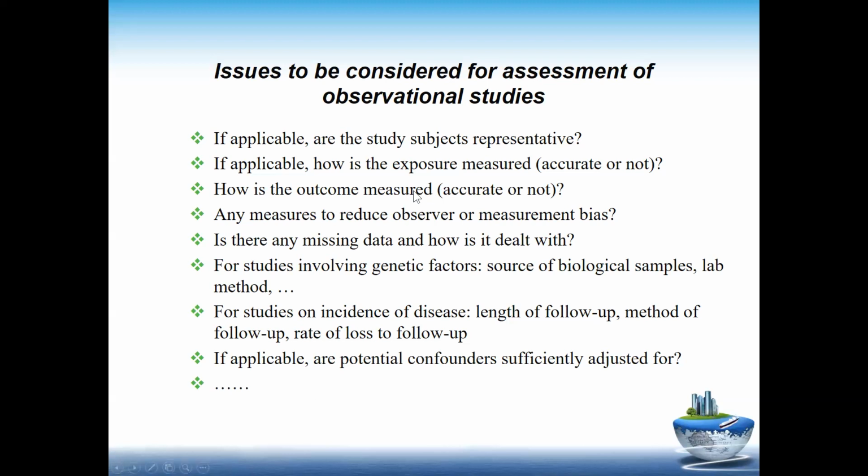And how is the outcome measured is also related to information bias, right? Any measures taken to reduce observer bias or measurement bias, any missing data, and how is it dealt with, and so on and so forth, right? So it's always about selection, information, and confounding bias, okay?